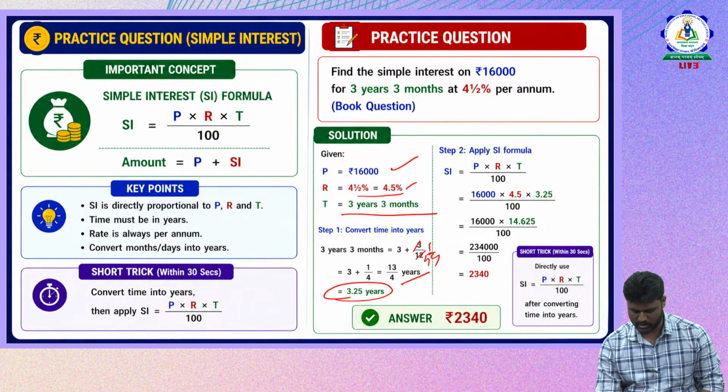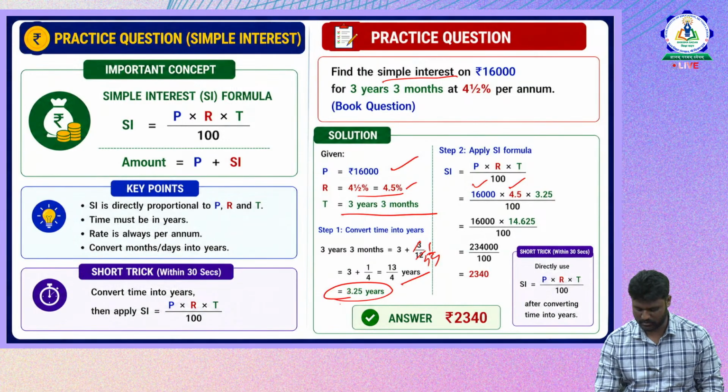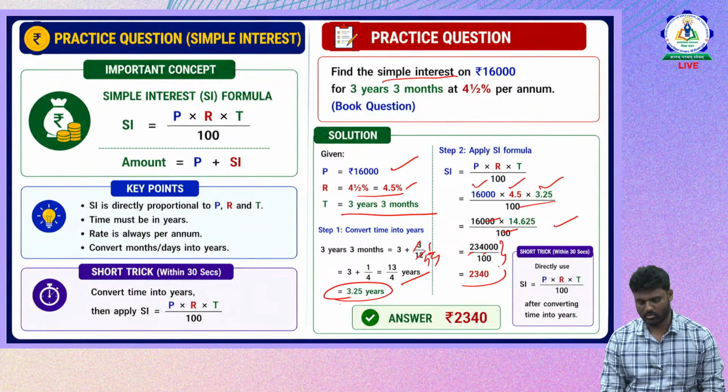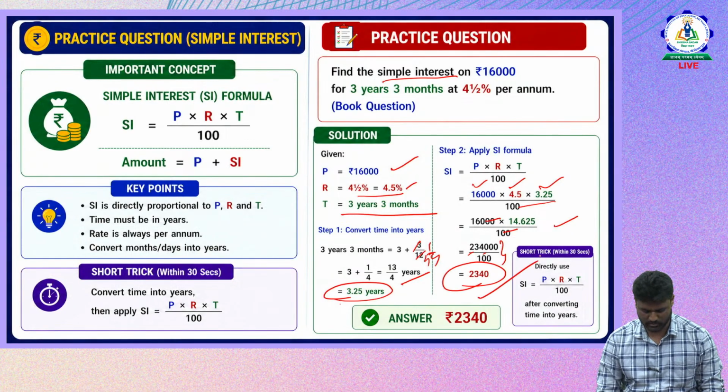Now we need to identify the simple interest. We have the principal amount, the rate 4.5 they have already given, and the time we identified is 3.25. Now let us apply these values into the simple interest formula. 16,000 into 14.625 by 100. When we simplify this, we get 2,34,000 divided by 100. Simplifying again, we get 2,340 rupees. The options were not given here, so the answer is 2,340 rupees.